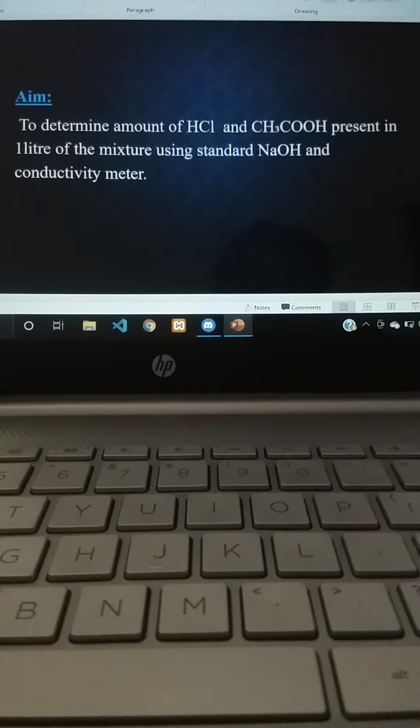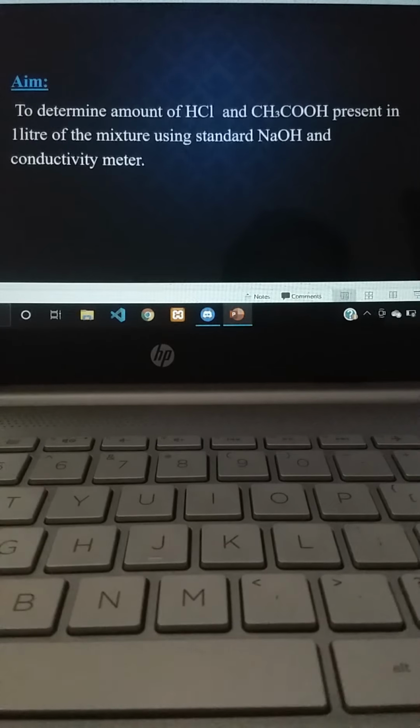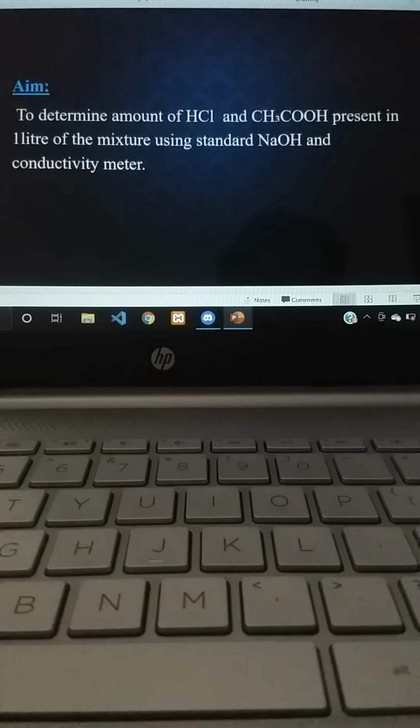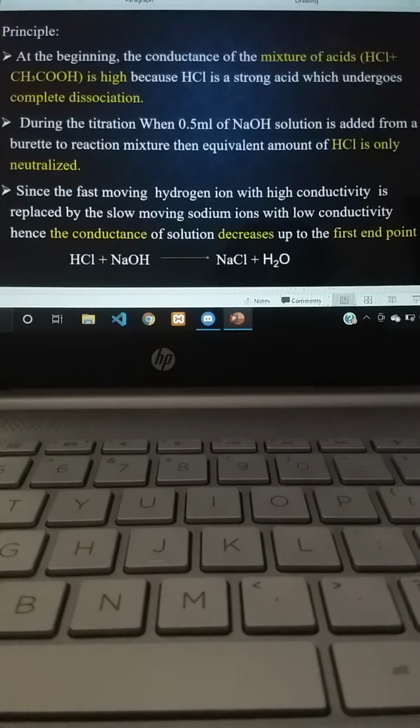The apparatus required for this experiment are a conductivity meter, conductivity cell, beaker, glass rod, semi-microburette, etc. These are the few apparatus required for this experiment. Next we will see the principle of the experiment.